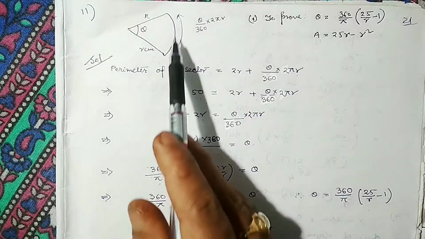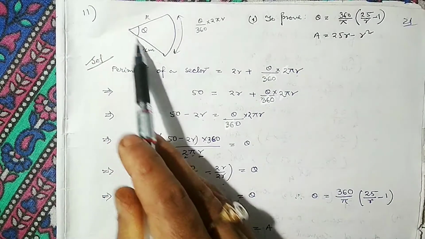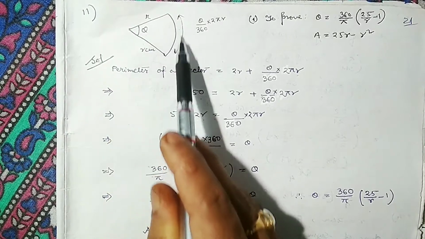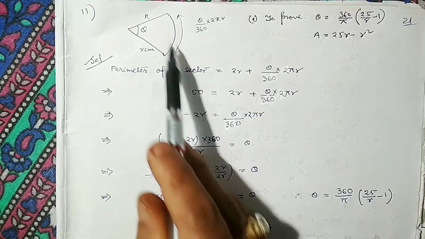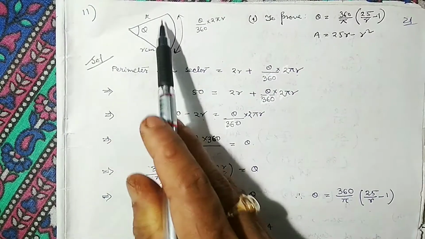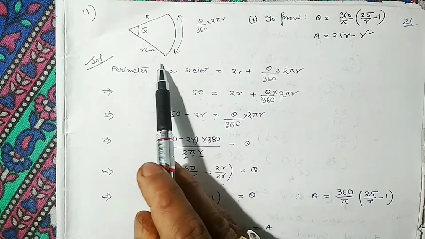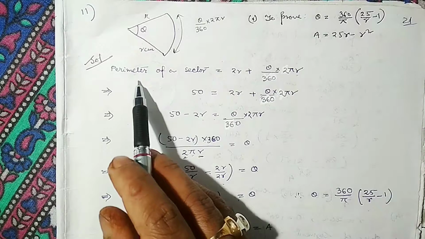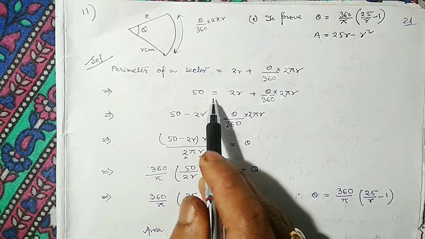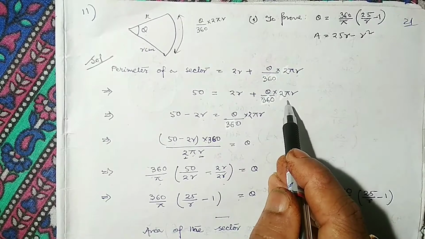Okay, now what is the perimeter of this sector? Perimeter of a sector, we know it is r plus this part, because perimeter is nothing but the boundary. So perimeter of this sector will be r plus r, that will be twice r plus arc length. This arc length, we know the formula, theta by 360 into 2 pi r. As perimeter of the sector is given 50, 50 equals twice r plus theta by 360 into 2 pi r.